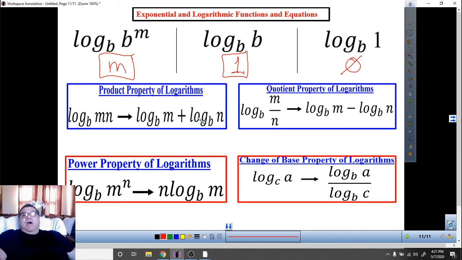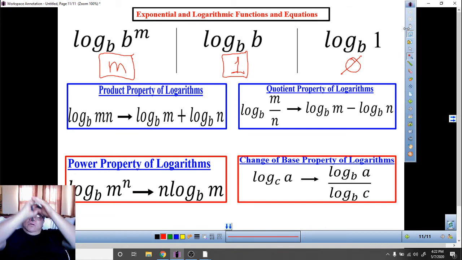You need to remember the properties, what they do: the product property of logs, quotient property of logs, power property of logs, and the change of base property of logs. So now I'm going to start combining stuff. I'm going to combine maybe this definition with a quotient, and then the change of base, or maybe this definition with the product property and power property of logarithms all together in one. Y'all ready? Let's go.